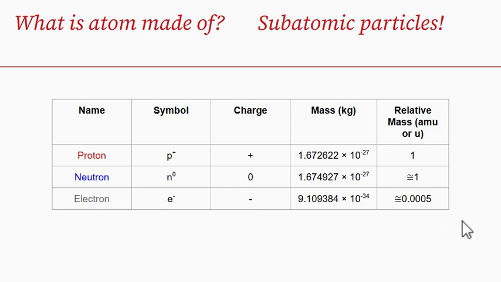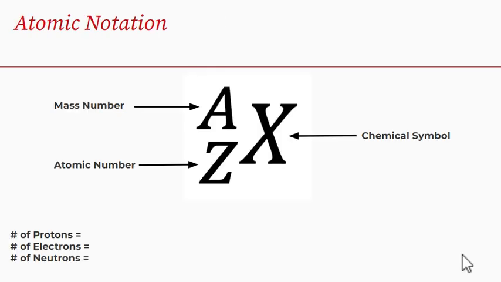Then when we actually talk about the mass of an atom, we basically ignore the electrons because they're so much smaller. How many you have doesn't really impact the actual mass. Instead, it is just the protons and the neutrons that make up the mass of an atom.